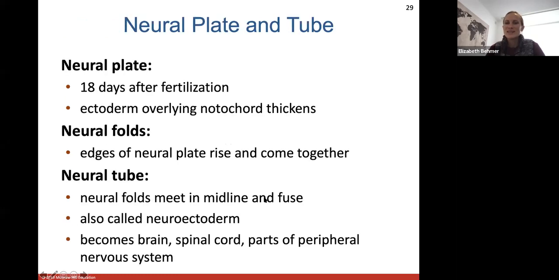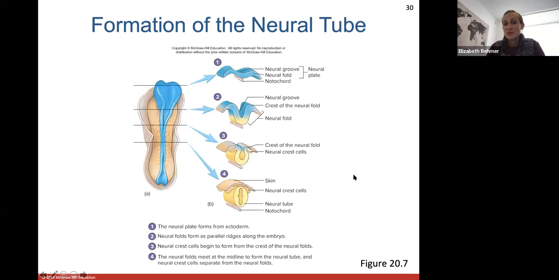So the neural plate and tube. This is what forms about 18 days after fertilization. It's when the ectoderm overlying the notochord thickens. So we're talking basically about a fold where the edge of the neural plate will rise and come together. And this fold, when they come together, will eventually form a neural tube. It's called the neuroectoderm, and this is what will go on to become the brain, the spinal cord, and part of your peripheral nervous system.